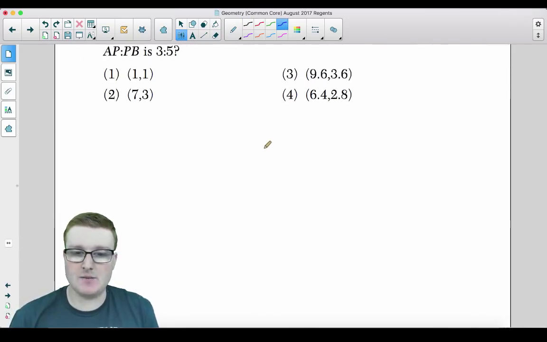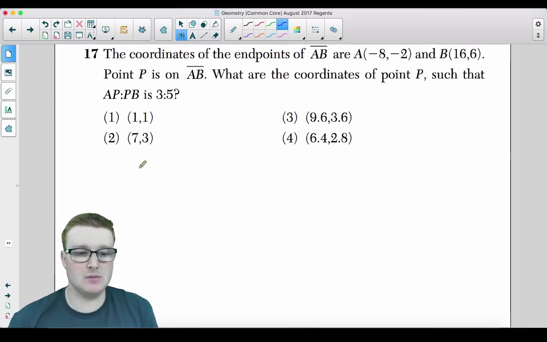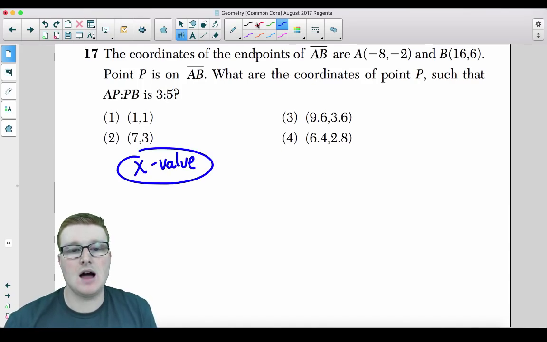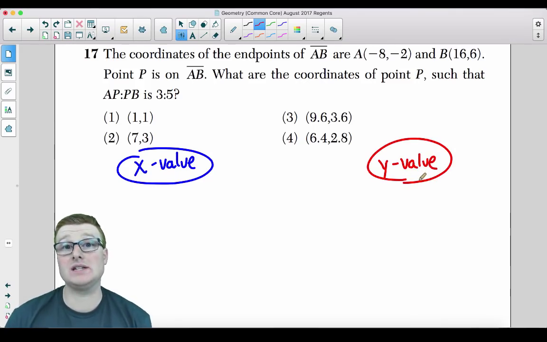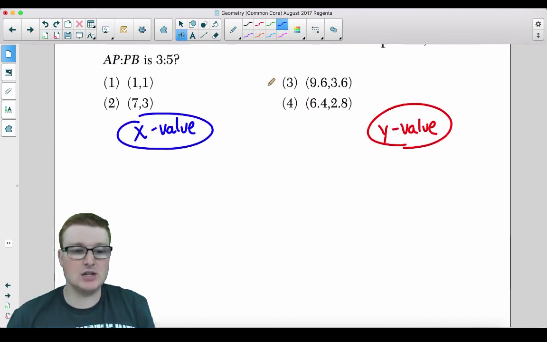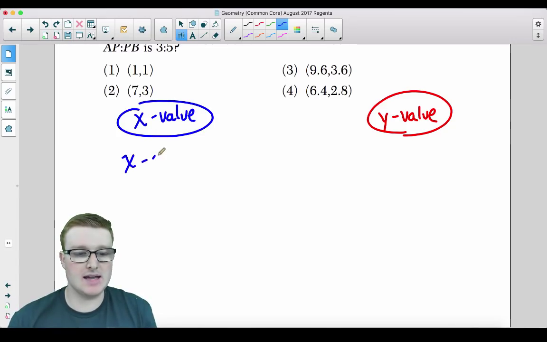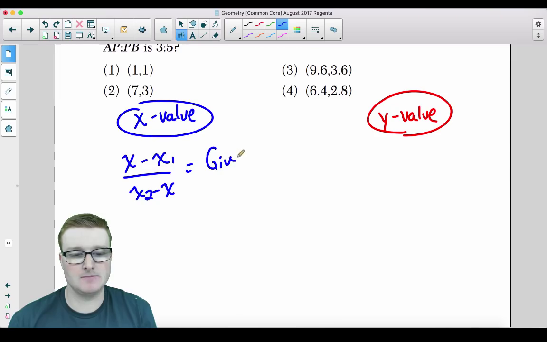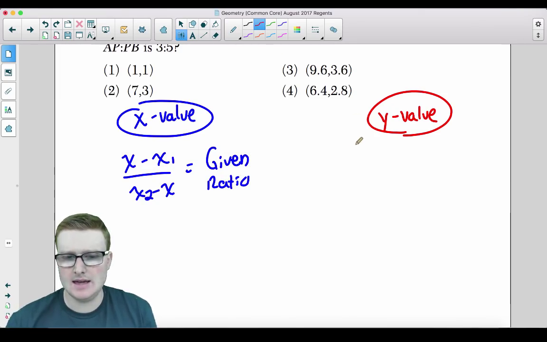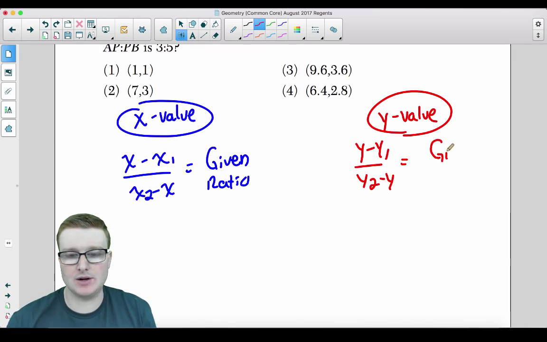Again, if you've seen enough of my videos, you know that I teach this very differently than most teachers. I don't care the way you do it, as long as you get the right answer, it's good for you. You need to find the x value, and you need to find the y value of point P. The formulas that you need to know in order to get this question right: (x minus x1) over (x2 minus x) is equal to the given ratio. And for the y value, (y minus y1) over (y2 minus y) is equal to the given ratio.